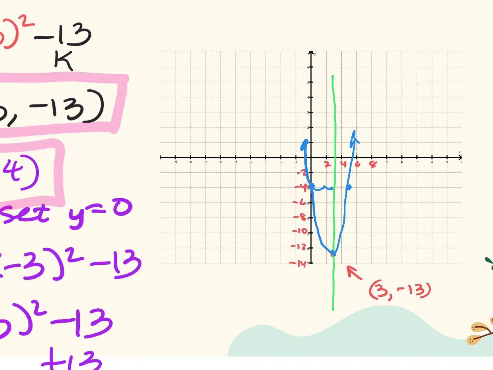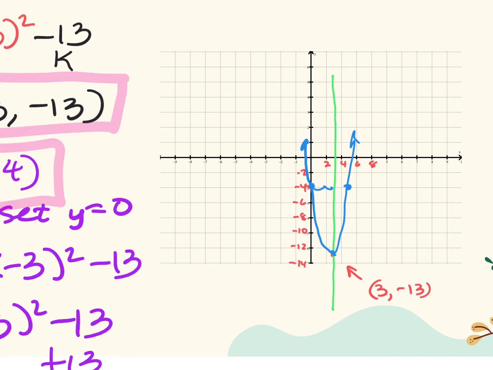And then that would be your parabola. So it's got to hit the reflection. Now, if you don't want to do this, you could also plug in additional points or even figure out where your x-intercepts are located.